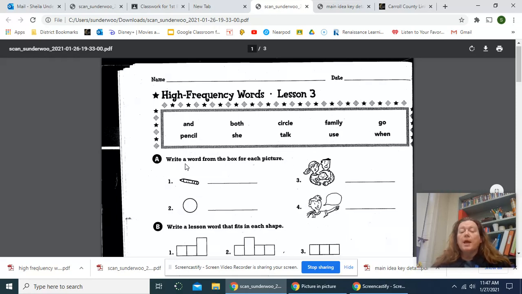So, in part A, you need to write the word from the box, and this is the box for each picture. So this is a picture of a pencil. So you would go up here and find the word pencil and print it on the line. Now, you're going to need to download Kami. So you'd go up at the top of your thing up here, and where it says select annotate with, you're going to annotate with Kami. So that way you can type these out.